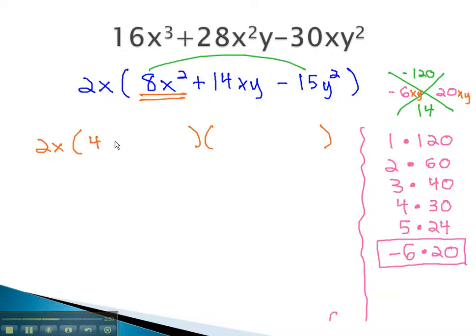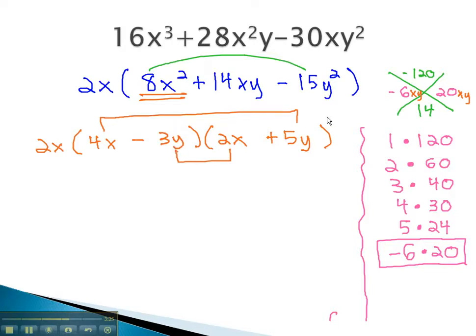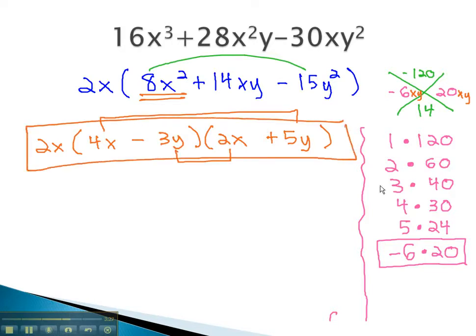Another pair of numbers would be 4x and 2x. Notice we can factor 4x out of the 20xy. When we factor 4x out of the 20xy, we get positive 5y. We can also factor 2x out of the other number, the negative 6xy. When we factor the 2x out, we get negative 3y. 2x times 4x minus 3y times 2x plus y will now factor our polynomial completely.